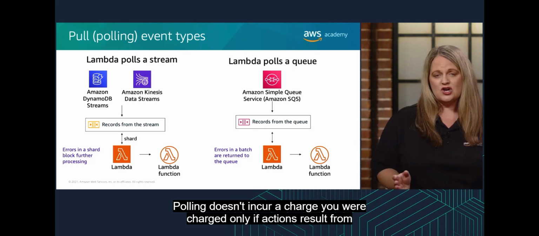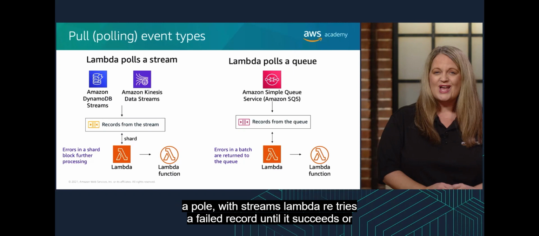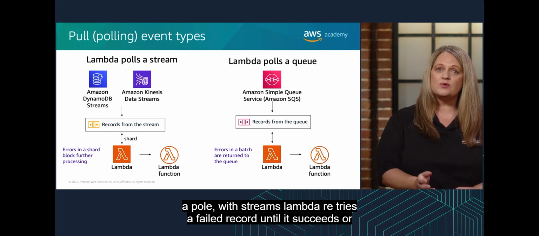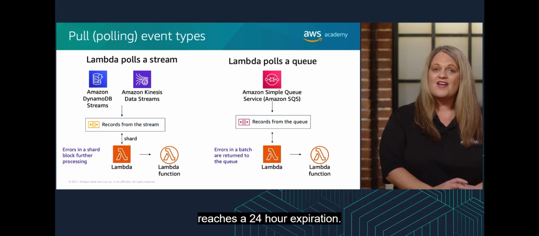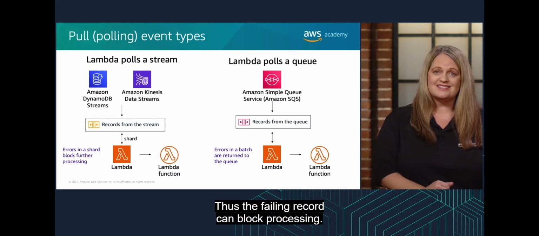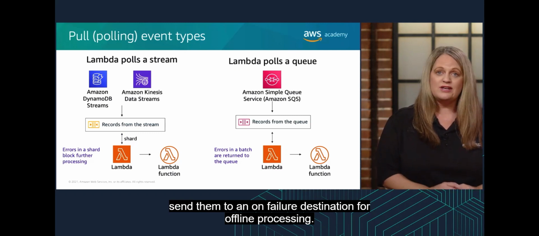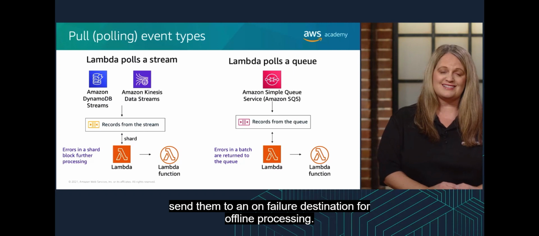Polling doesn't incur a charge. You are charged only if actions result from a poll. With streams, Lambda retries a failed record until it succeeds or reaches a 24-hour expiration. Thus, a failing record can block processing. You can configure error handling options to bypass failing records and send them to an on-failure destination for offline processing.